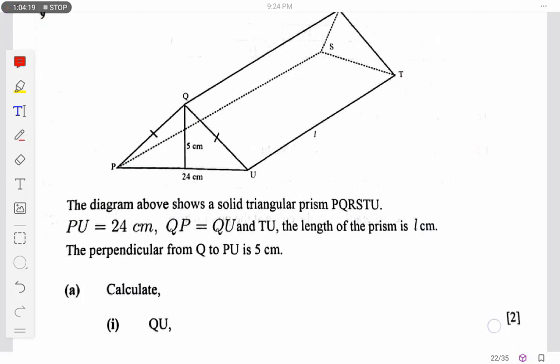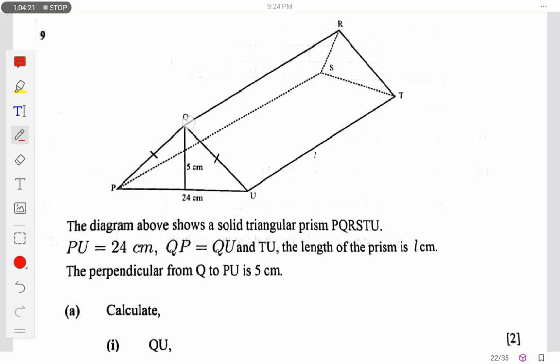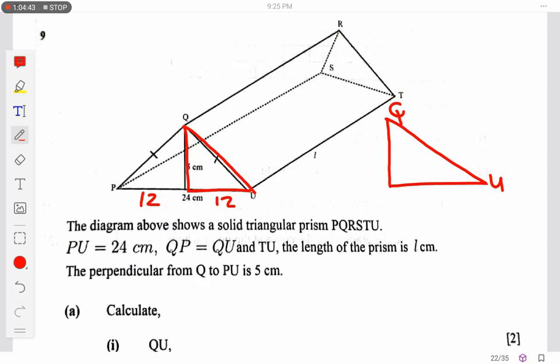Then calculate the first question. Calculate QU. Okay, so we want to find this side there, guys. To get that side, I can use this triangle here. But we were given PU is 24, so I can say this is 12, this is 12. So I have myself this small triangle, which is QU, and here is my center. I can just leave it like that. Then I have 12 here and I have 5.